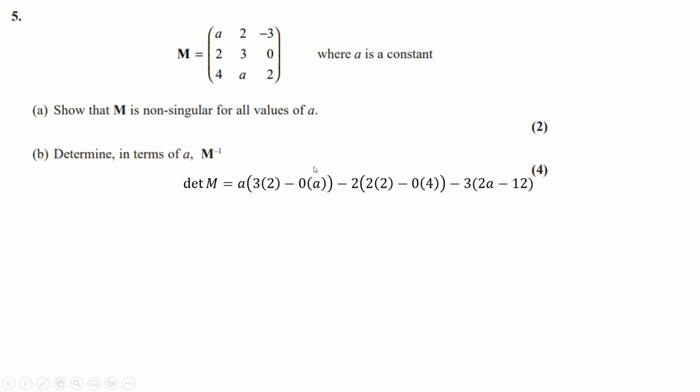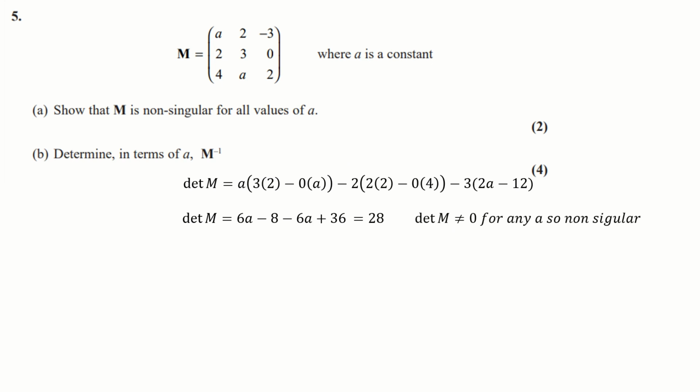So that's the first bit. Then minus, always on this one, 2 times 4 minus 0. I've been very extra with how I've written this, but it's okay. And then minus 3 times 2a minus 12. Tidy that up, you eventually get to this, I think, and of course that's not 0 for any value of a, so it's non-singular. Determine M inverse.